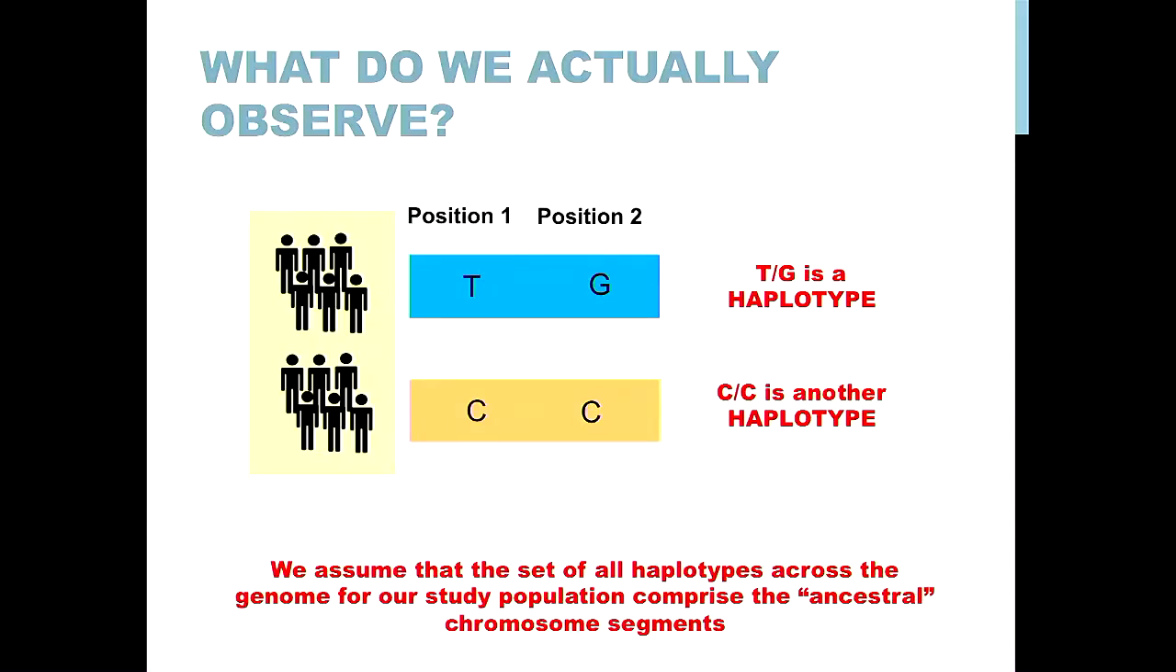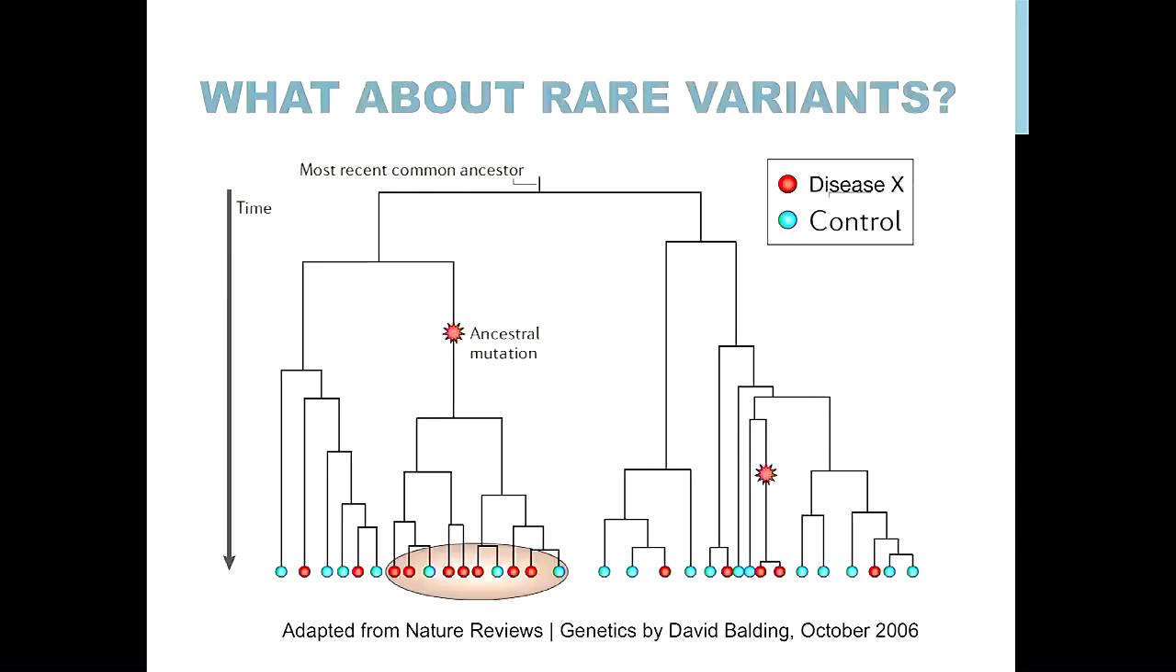Okay, so we assume that this set of haplotypes across the genome for our study population comprises the ancestral chromosome segments. Good? Awesome. Okay, so once we have this set, we can simply go back and ask, what ancestral chromosome segments across the entire genome are associated with disease X? Okay, so hopefully any questions before I move on?